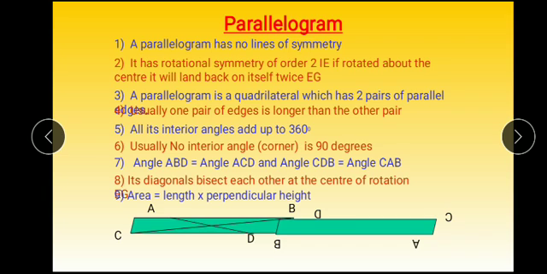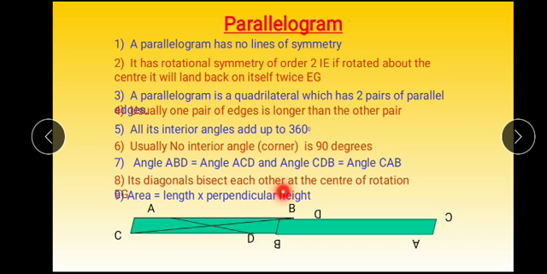A parallelogram is a quadrilateral which has two pairs of parallel sides. One pair of edges is longer than the other. So suppose this is a parallelogram, these two are parallel and similarly these two are also parallel. So one pair of parallel sides are longer, whereas the other pair of parallel sides are shorter. All the interior angles add up to 360 degree. So all the interior angles of a parallelogram, if we add all together, will sum up to 360 degree.